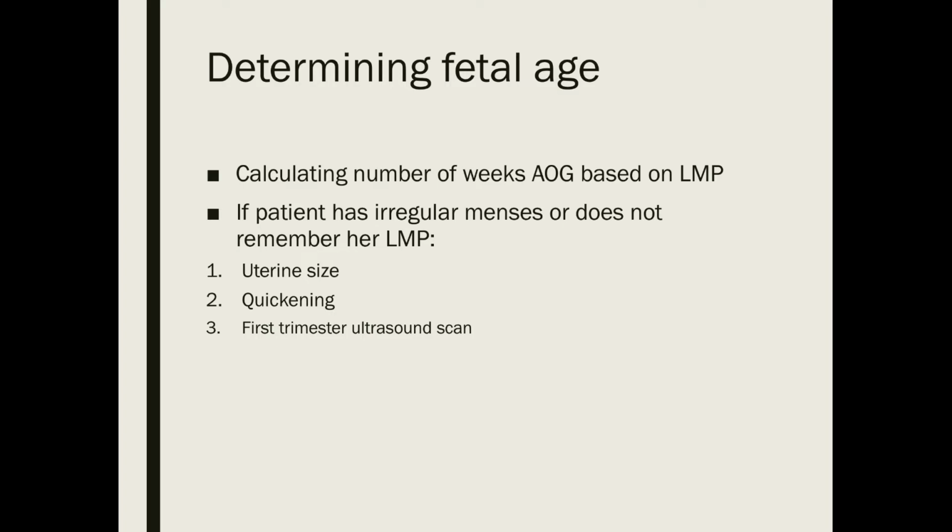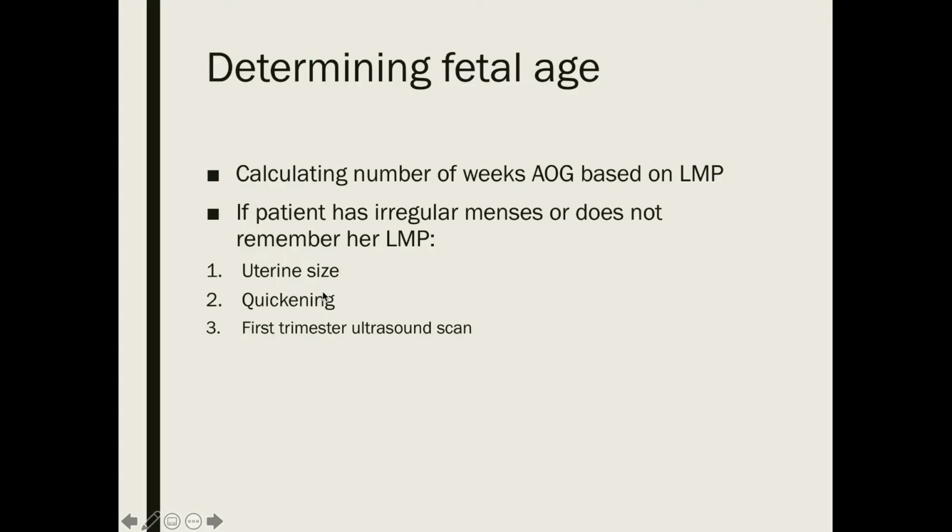So, for cases like that, or if the patient has irregular menses, then you will resort to estimating the fetal age using uterine size, quickening, or first trimester ultrasound. Later, during the physical exam portion of this lecture, I will tell you how to approximate fetal age using uterine size.